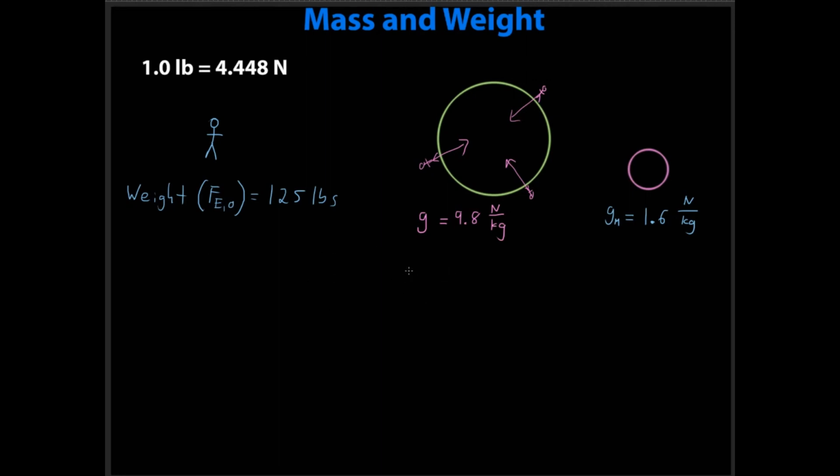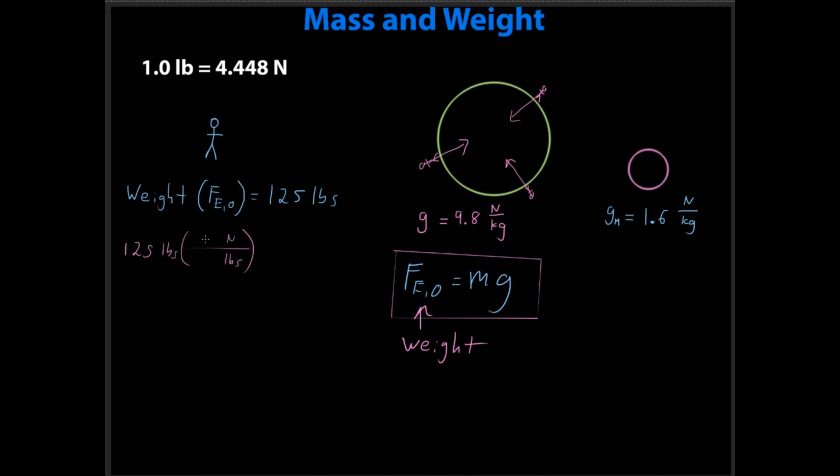Well, I'm going to take the relationship we had before because force Earth on object is mg. And again, force Earth on object, this is weight. However, due to the units here, we need to get this weight in newtons and not pounds. So I'm going to do 125 pounds to newtons, 1 pound, 4.448 newtons. So I'm going the other way this time. Pounds cancels, and I get 556 newtons.